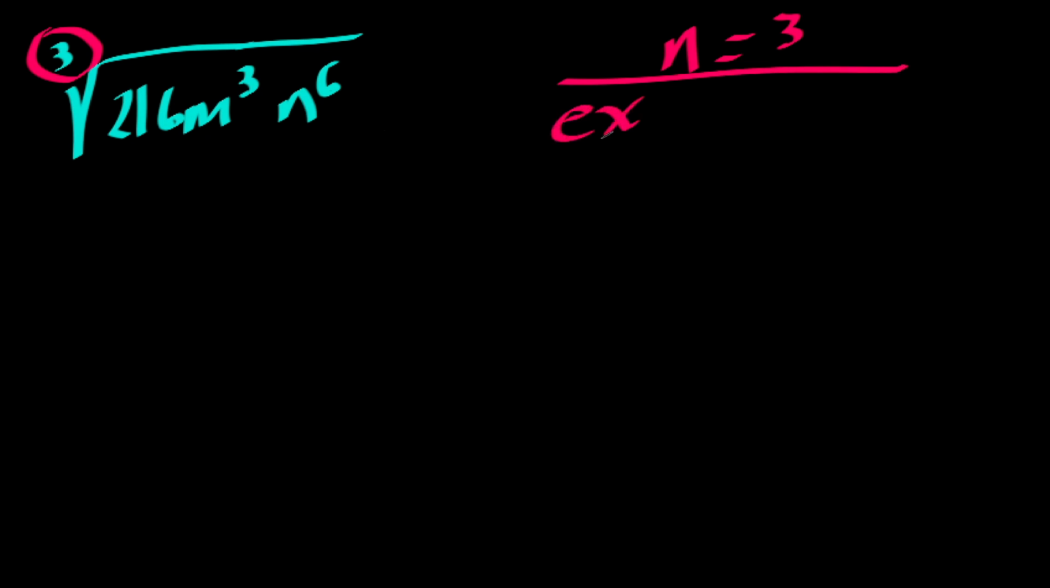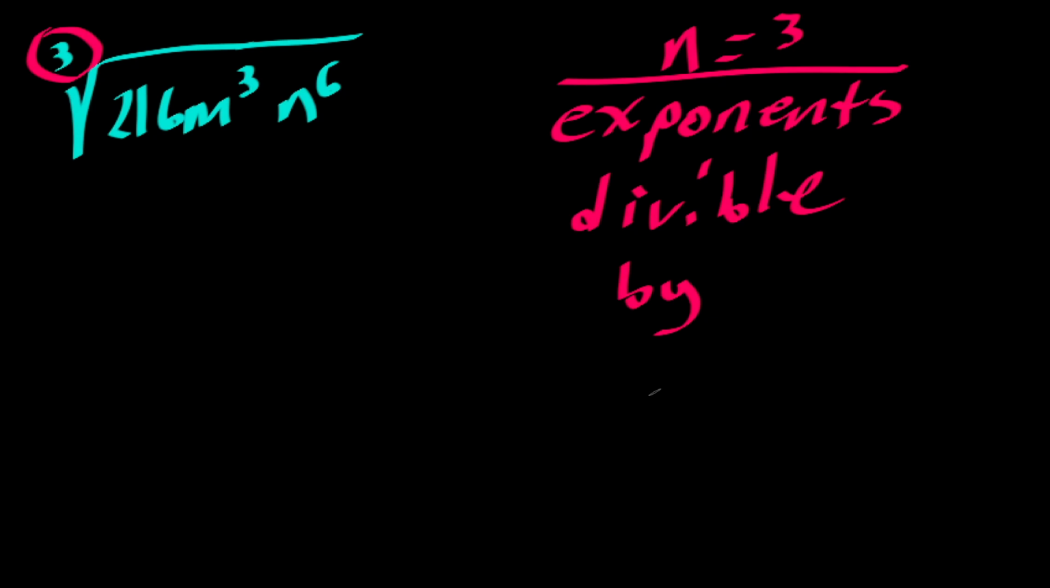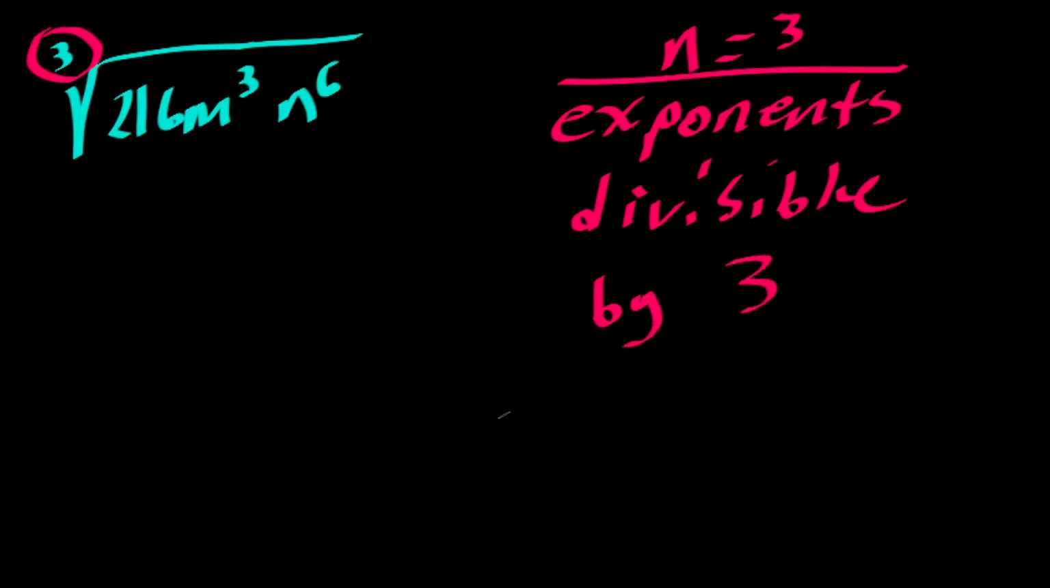When we have exponents, we want to make sure that our exponents are divisible by, and you could probably figure this out, if when we did an index of 2, we wanted our exponents to be divisible by 2, now when our index is 3, we want our exponents to be divisible by 3. So we're going to do the exact same process, but now this 3 is going to dictate how we break down our exponents.